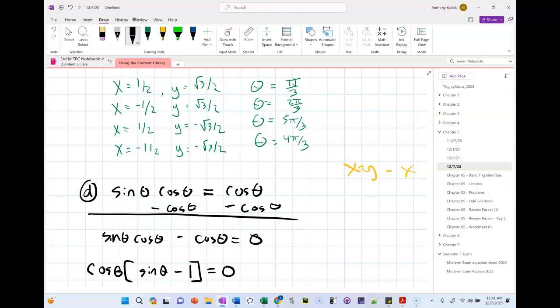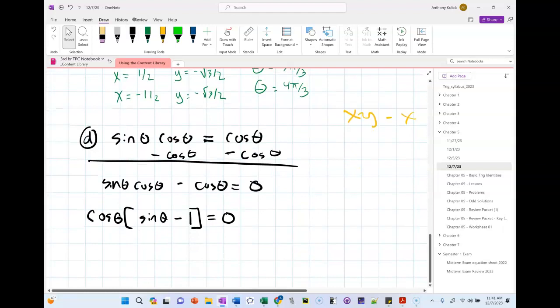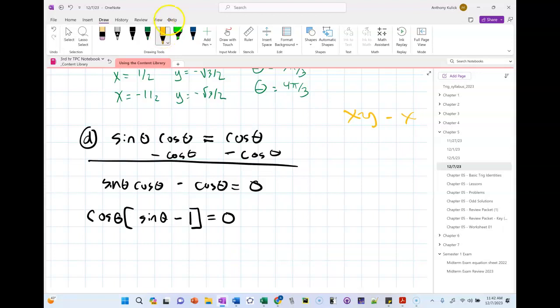Well, distribute it back through. If you don't have the minus 1 there, are you going to get the same thing that you started with? Definitely not. Yes. That's how you do a greatest common factor.